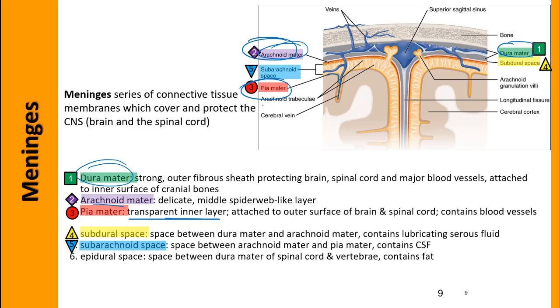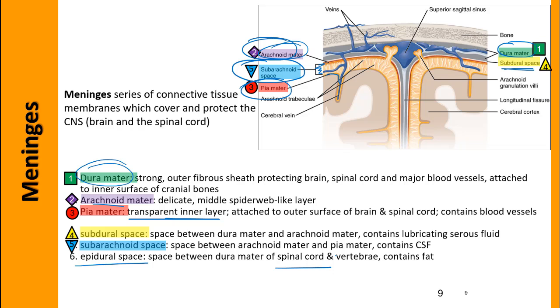In between each of these things, there are spaces. So you've got the subdural space, that is, sub means under, so the subdural space is under the dura mater, and so it's located between the dura mater and the arachnoid mater. And then you've got the subarachnoid space that is under the arachnoid mater, right? And then you've got the epidural space, which is not depicted over here, which is located between the dura mater and the spinal cord and vertebrae, and it contains fat. And we'll look at that when we talk about the central nervous system in more detail in another slide.